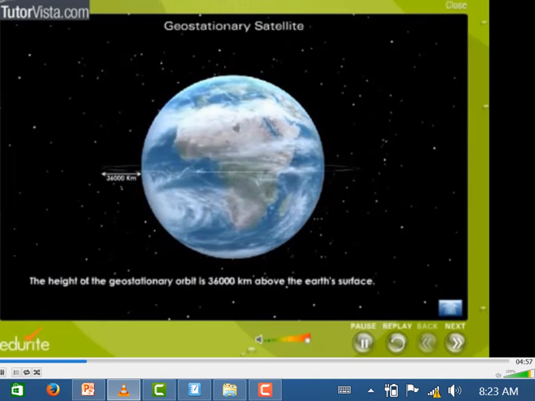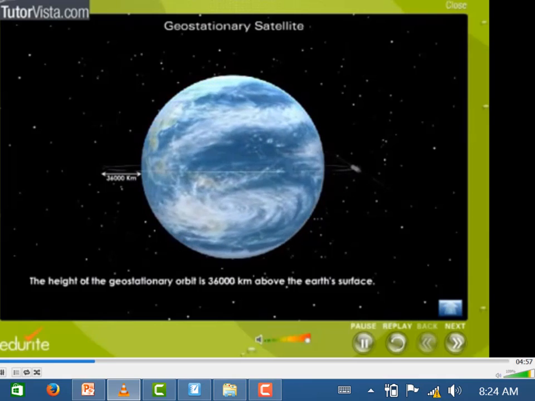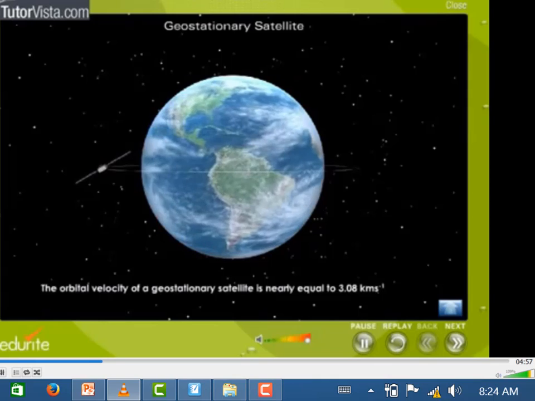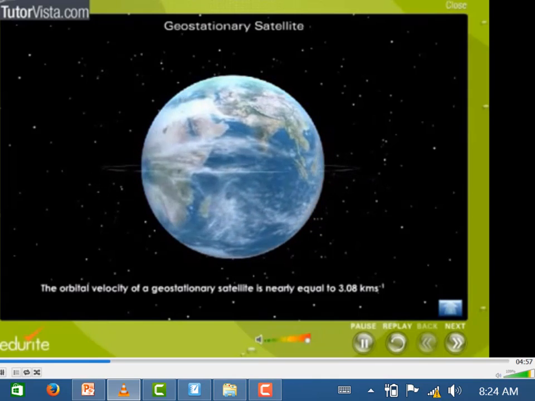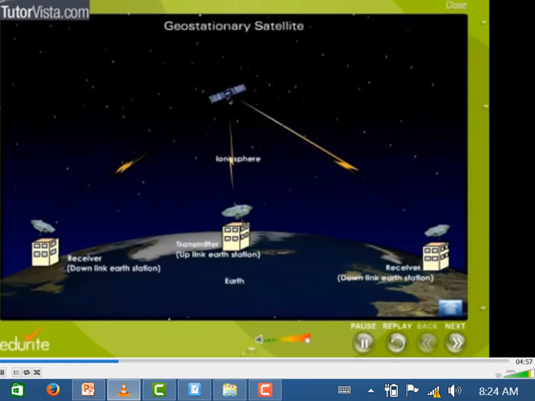The height of the geostationary orbit is approximately 36,000 kilometers above the Earth's surface. The orbital velocity of a geostationary satellite is nearly equal to 3.08 kilometers per second. Geostationary satellites are used for communication purposes.